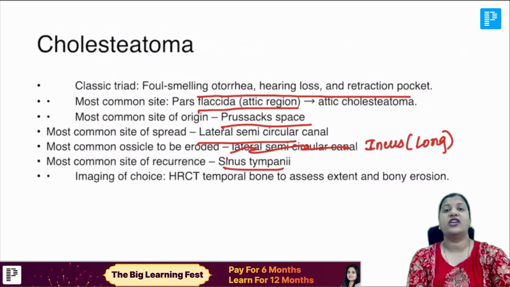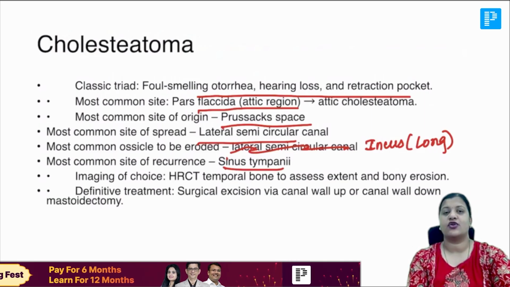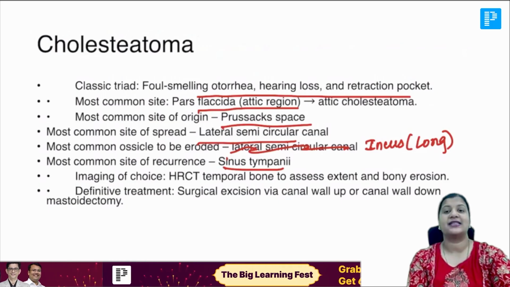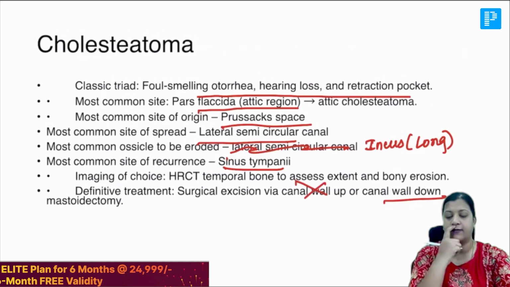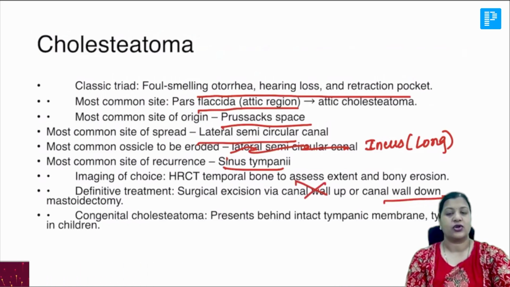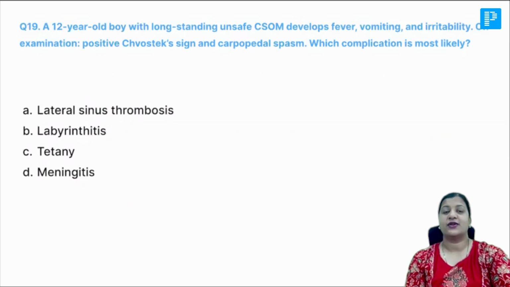And then imaging is HRCT, that is the investigation of choice, and treatment is surgical excision via canal wall down surgery, not the canal wall up mastoidectomy. So I hope everyone is understanding about cholesteatoma. There's no problem with cholesteatoma here. Okay, now let's go to the next question.